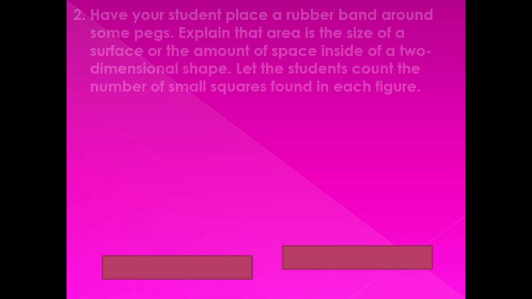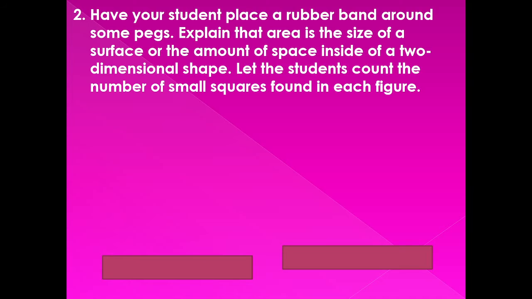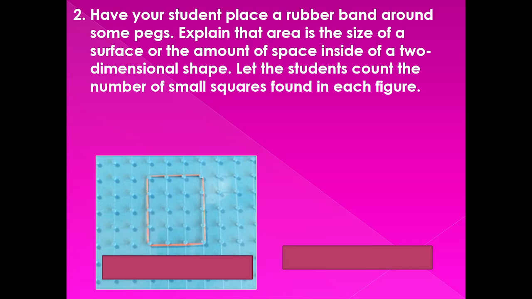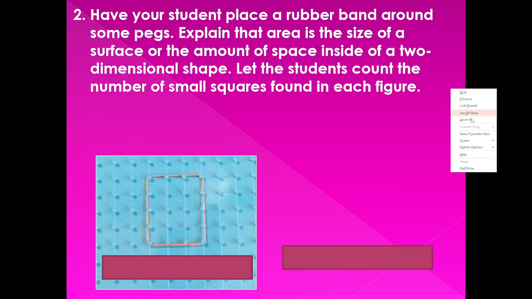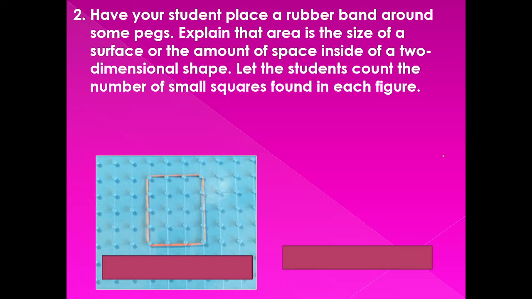Now, let's have this one. Have your student place a rubber band around some pegs. Explain that area is the size of a surface or the amount of space inside of a two-dimensional shape. Let the students count the number of small squares found in each figure. So, let the students create their own polygon or whatever shapes they like. Then after which, let them count how many squares are there.